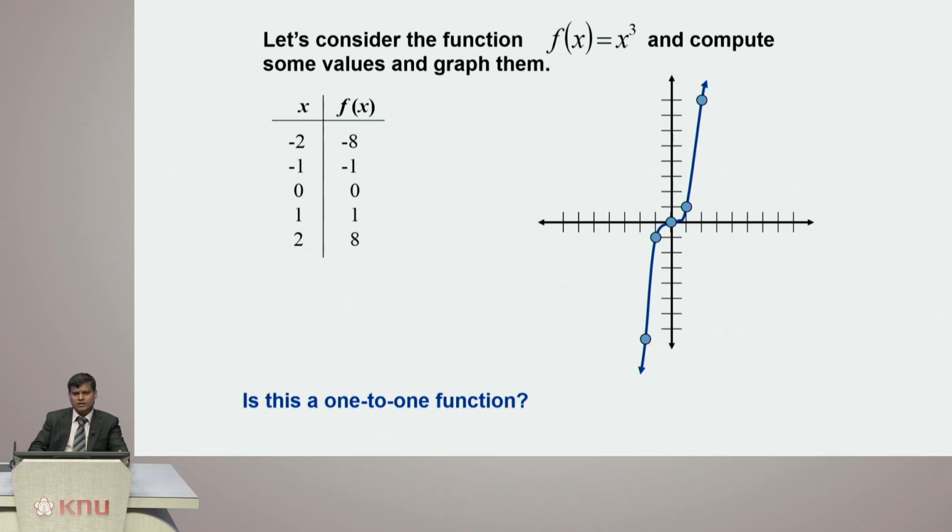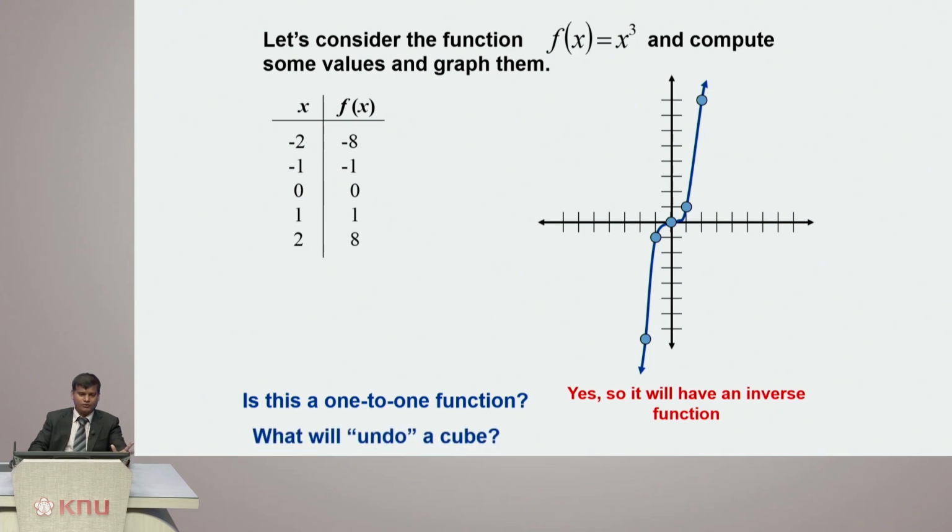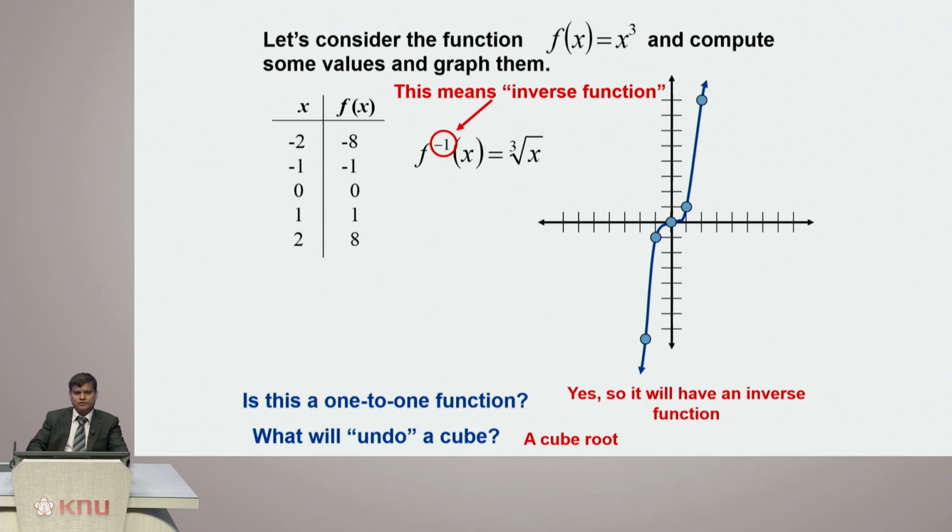So is this a one-to-one function? Yes, you can see that you will have an inverse function if you take the inverse of it. Let's try to undo the cube function. Take the inverse, a cube root of it. f inverse is the cube root of x. So that is the inverse function that we talk about, f inverse.